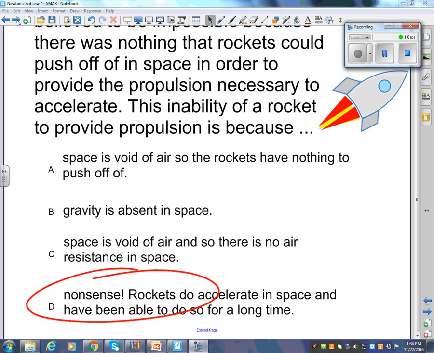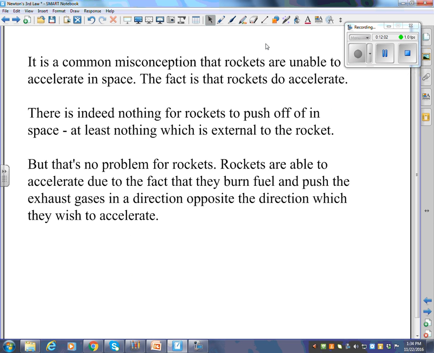Correct answer is D. It's a common misconception that rockets are unable to accelerate in space. The fact is that rockets do accelerate. There is indeed nothing for rockets to push off of in space, at least nothing which is external to the rocket. That's no problem for rockets. Rockets are able to accelerate due to the fact that they burn fuel and push the exhaust gases in the opposite direction from the one in which they wish to accelerate.